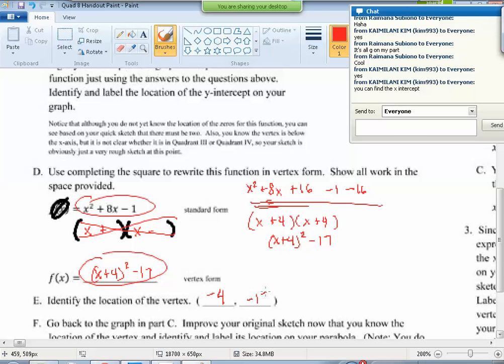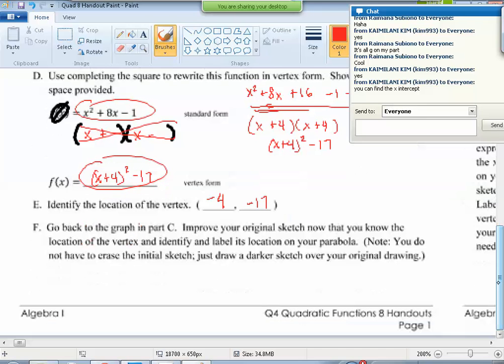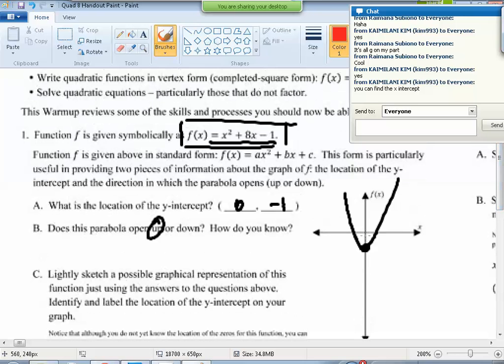You guys got it? All right. So if we were to go back to our original graph and re-sketch it, I know that the graph does cross right here, but its vertex is negative 4 and negative 17, so way down here. So the parabola actually looks something like this. That parabola still opens up. It still crosses at 0, negative 1. But it looks pretty different from what we guessed it to be.